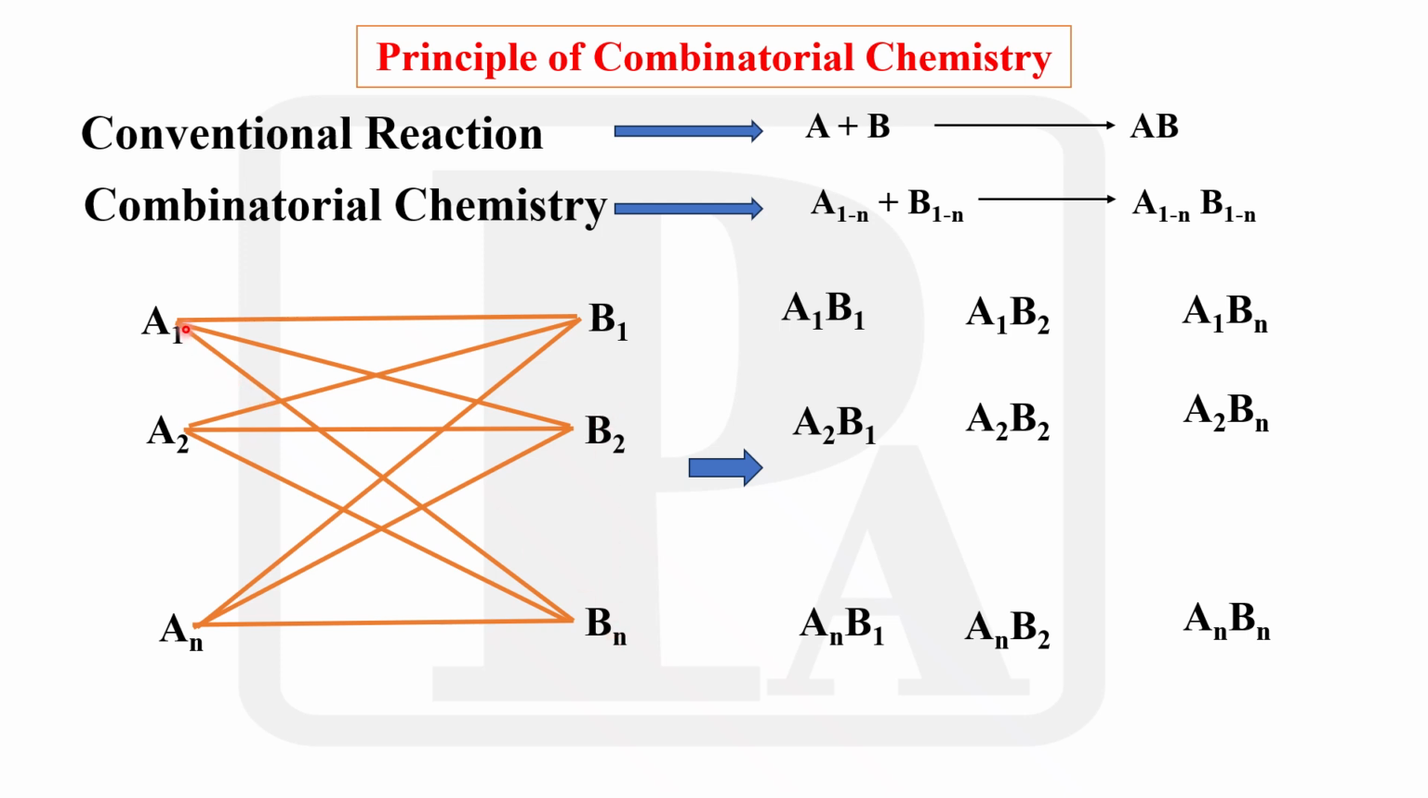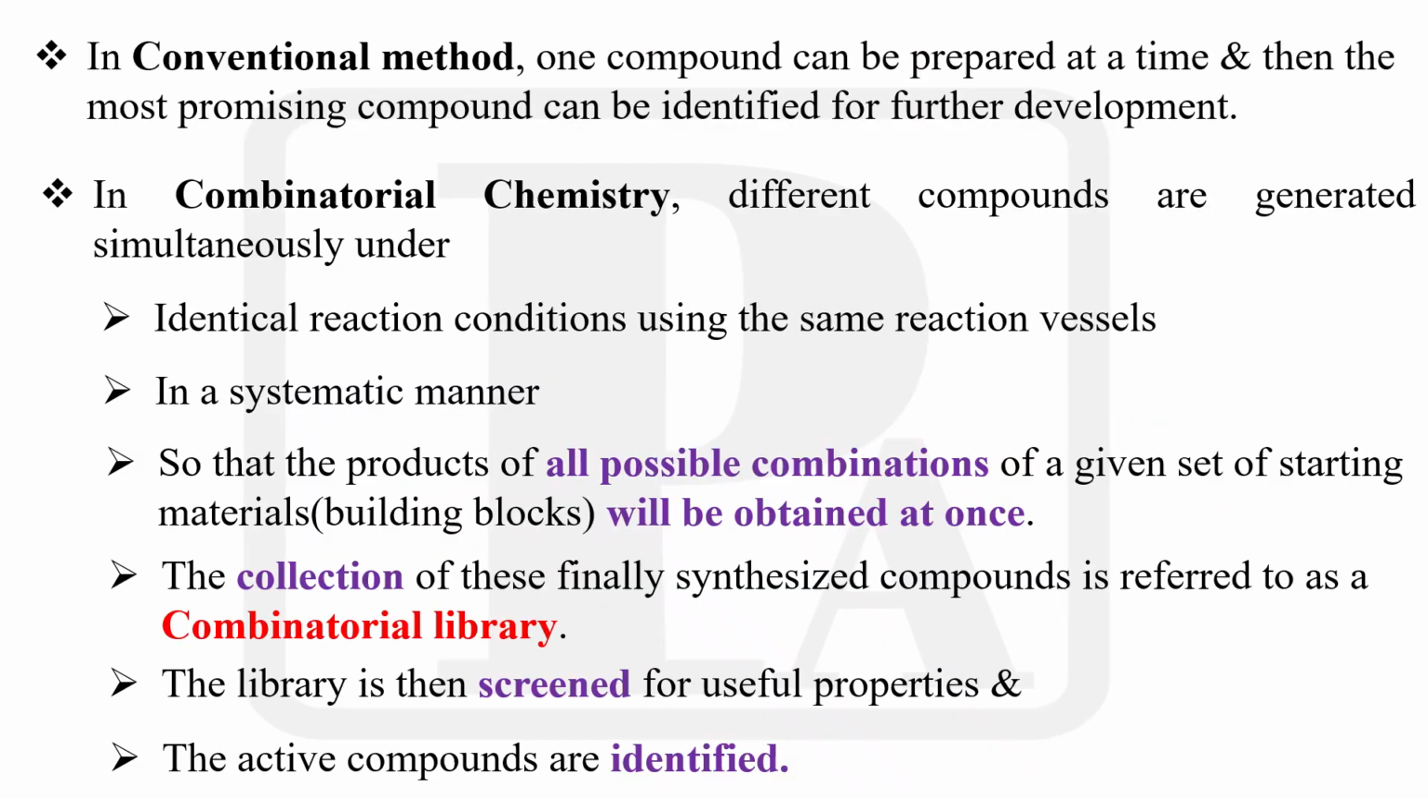So A1 combines with these three. How do we get that? A1B1, then A1B2, A1BN. Similarly, A2 reacts with these three and AN reacts with these three. So A2B1, A2B2, A2BN, and then ANB1, ANB2, ANBN. Like this we get the compounds. In the conventional method, we prepare only one compound at a time, and similarly many compounds are prepared. From that we have to find the most promising compound and identify it.